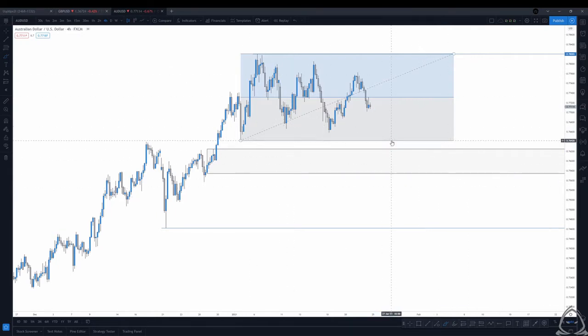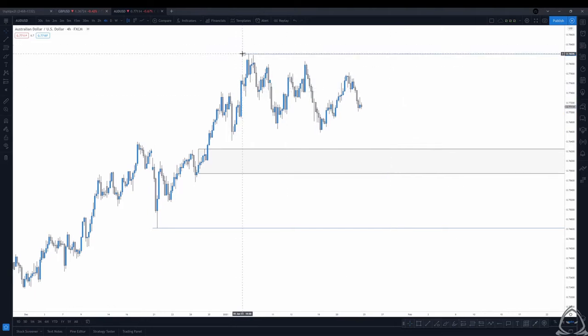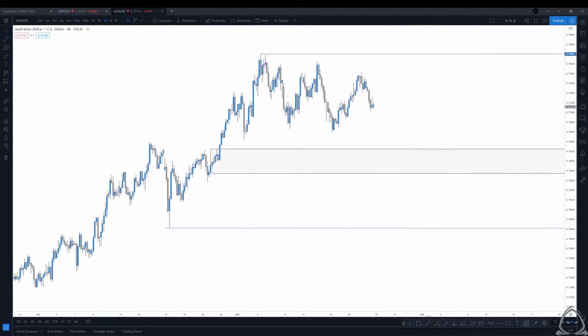So I just delete this and we can just break up this structure a little bit more. So if we're just looking at price action here on the 4-hour, what we can do is we can look at this order block here and we can see that price has tapped into it several times, once here and another time here.